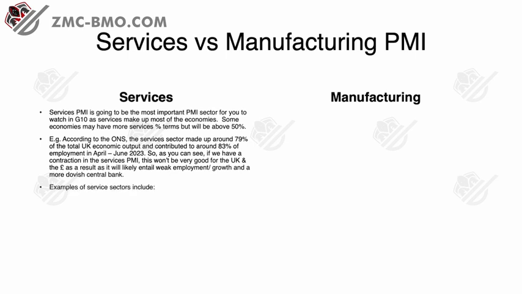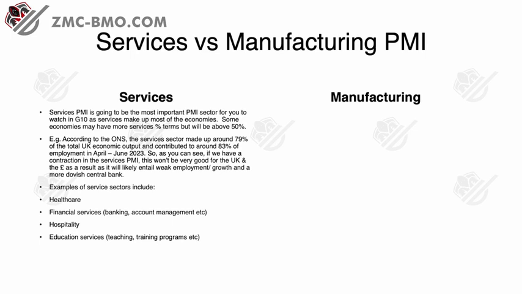So here are just some examples of services sectors, and they include healthcare, again self-explanatory, hospitals, hospices, etc. Financial services, so banking, account management, anything along the lines of financial services. Hospitality, meaning restaurants. Education services, so teaching, training programs, anything along those lines. IT services, so software, cloud, technical support, software engineering, anything along those lines is IT services.